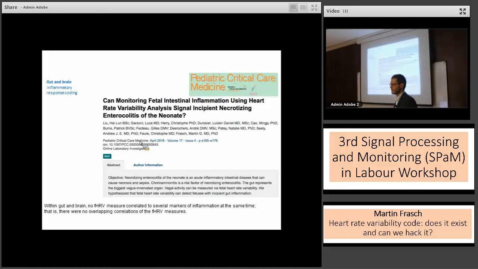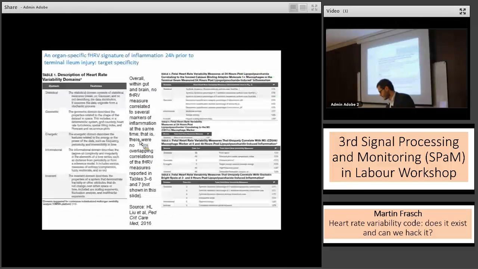Until now, we don't know which of the babies are going to get it. So there is an interest to identify babies who might be at the risk of developing NEC. Turns out there is a subset of features of heart rate variability that correlates specifically to inflammation in the gut and do not overlap with the heart rate variability features that describe the systemic inflammatory response or that describe the brain inflammatory response. So there seems to be an organ, a signature, or a target specificity of that purported code.